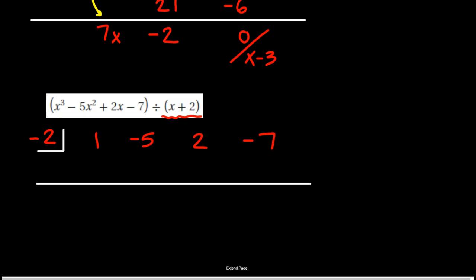Okay, how do we start it out, Dave? You bring down the 1. Bring down the 1. Good. Nice job. Then you multiply that 1 by that -2. Multiply that 1 by that -2 there. Write that there, right? Yep. See that, Sid?